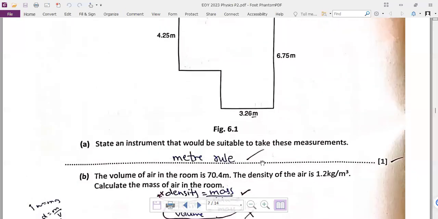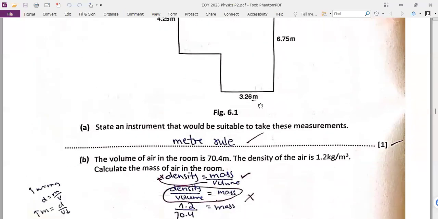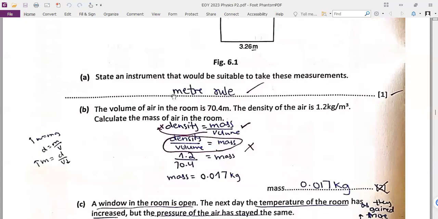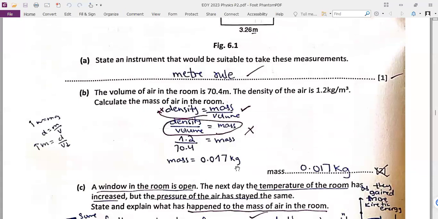Right, this one, the instrument that would be suitable will be a meter rule. And then you have to calculate the mass using the density formula, and the density is given, the volume is given. So put the values, get the answer, and make sure you don't mess up with the units.